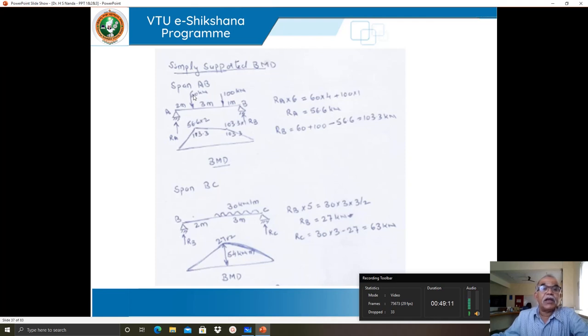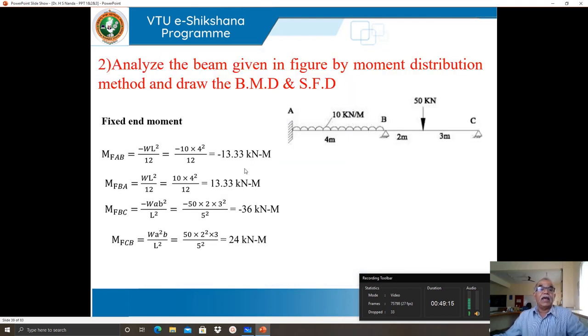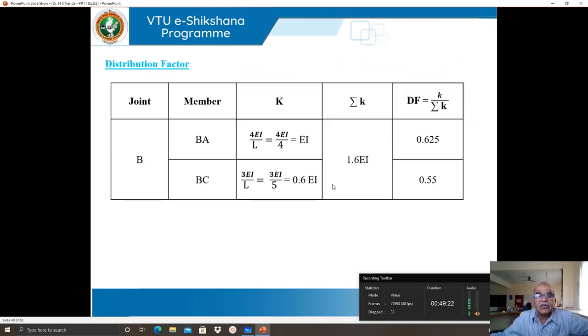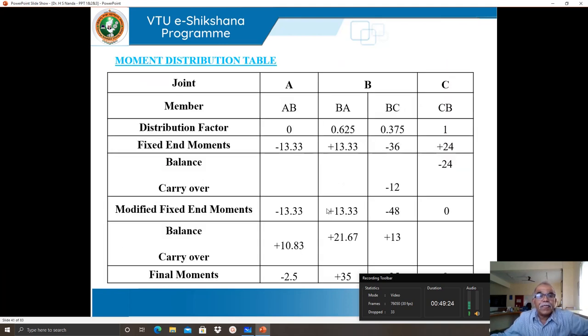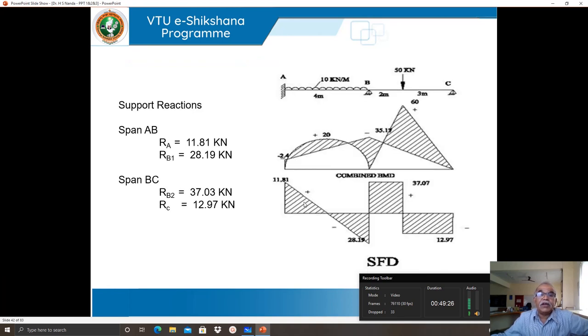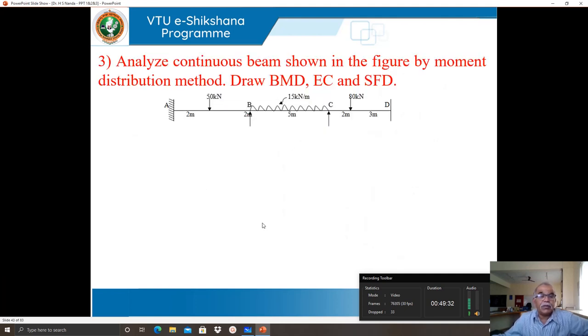Reactions are calculated because of the loading and because of that moment, and these are some calculations. And another simple beam is taken to analyze distribution factor after the FEMs and moment distribution table, and after calculating the reactions, shear force diagram, bending moment diagram and elastic curve if required.